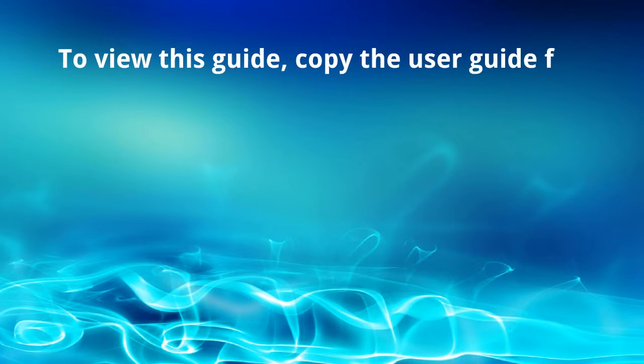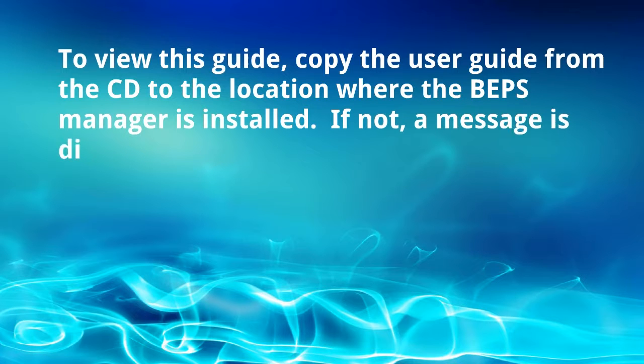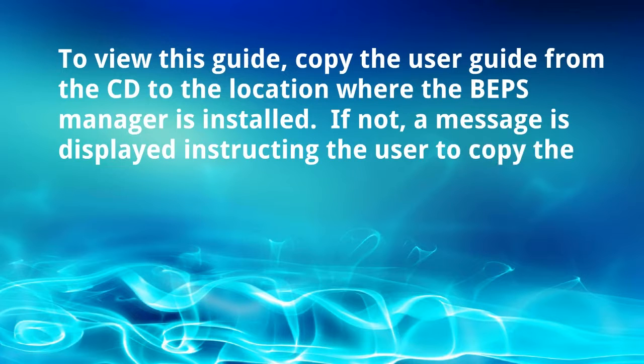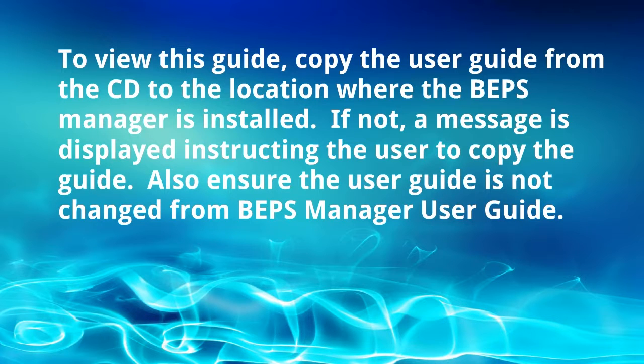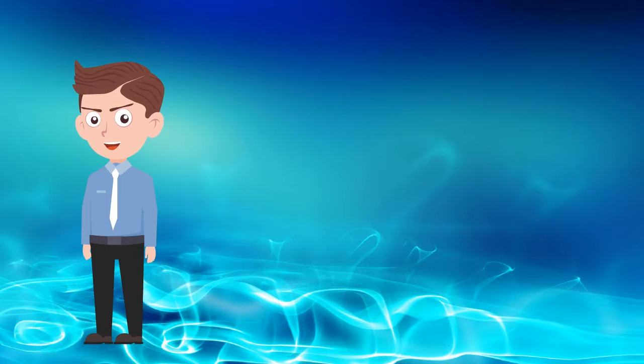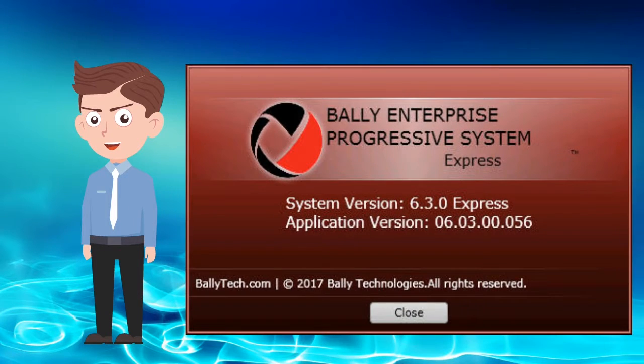Do understand, to view this guide, copy the user guide from the CD to the location where the BEPS Manager is installed. If not, a message is displayed instructing the user to copy the guide. Also, ensure the user guide is not changed from BEPS Manager user guide. Next icon is the BallyB logo. You will click this to view the system and application version information of the BEPS application as we are showing you here.